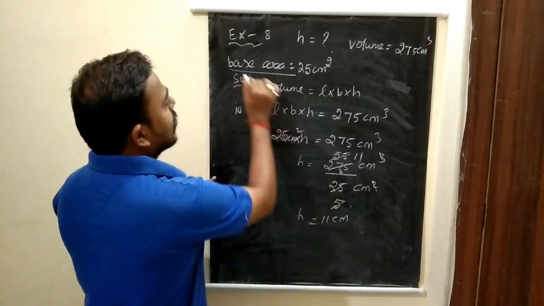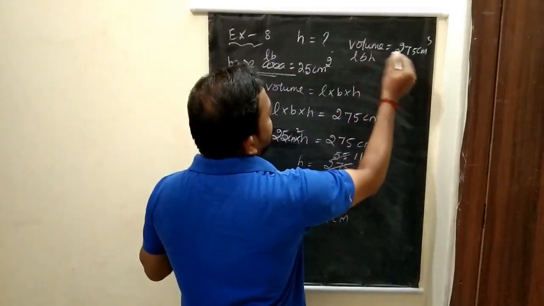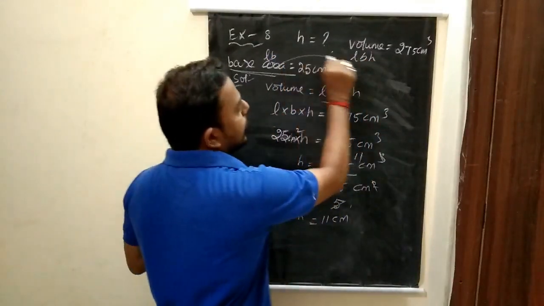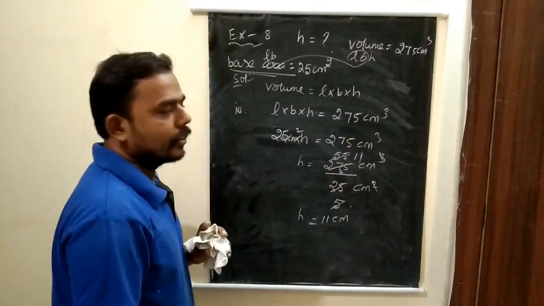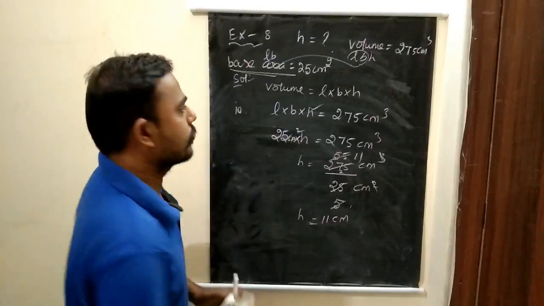So we need to consider the base area as L into B, then volume is L into B into H. Substitute this L into B in that volume. Then the unknown data is H only. Substitute and find the answer.